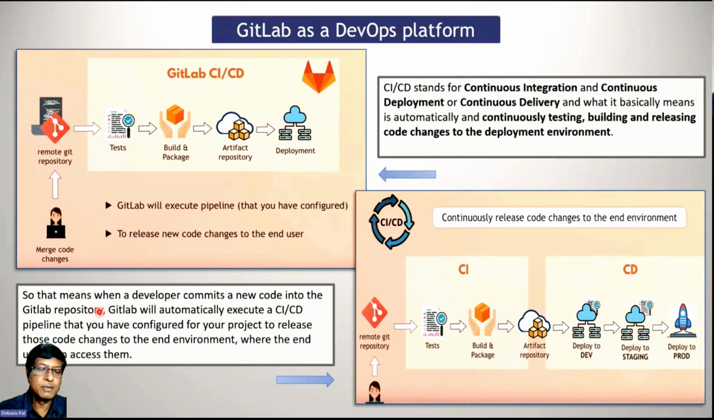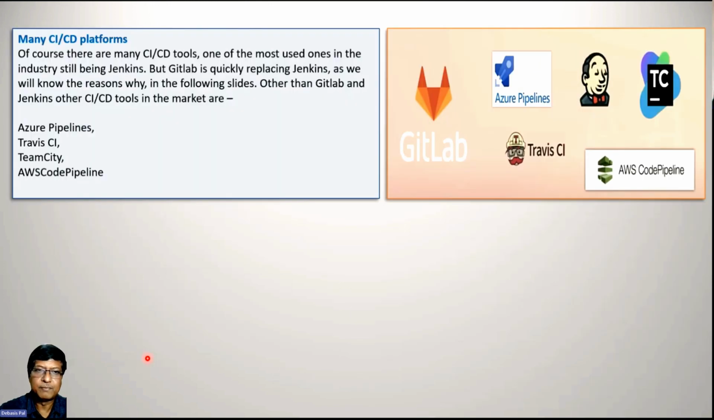So when a developer commits new code into the GitLab repository, see, I am not using a GitHub repository. As I told you, GitLab has replaced GitHub. Whatever GitHub can do, you can do similarly on GitLab. So you have a GitLab repository, and GitLab will automatically execute a CI/CD pipeline. I have a small demo for you to comprehend the power of GitLab, but let's see if I can get some time. You have configured your project to release those code changes to the environment where the end users can access them. That is the ultimate objective.